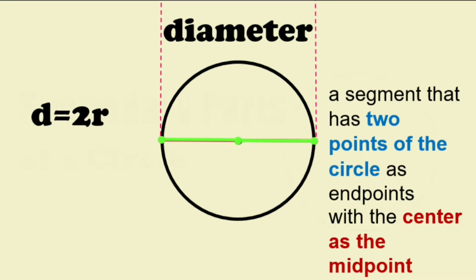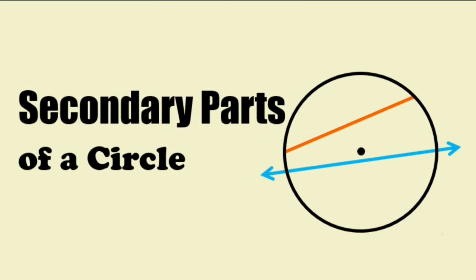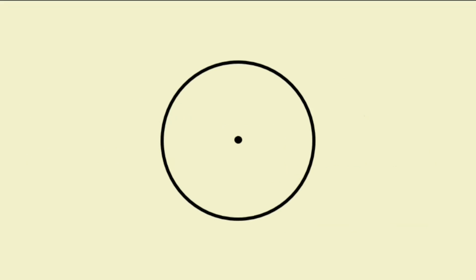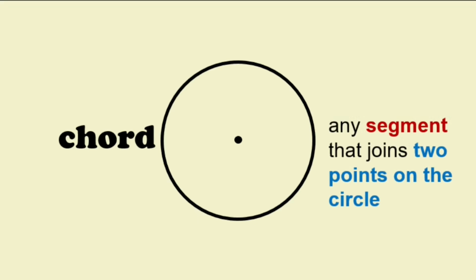Now, let's talk about the secondary parts of a circle. There are more important parts of a circle. Another part of a circle is a chord. A chord is a segment that joins any 2 points on the circle. This is a chord. This is also a chord. There are many chords in a circle.